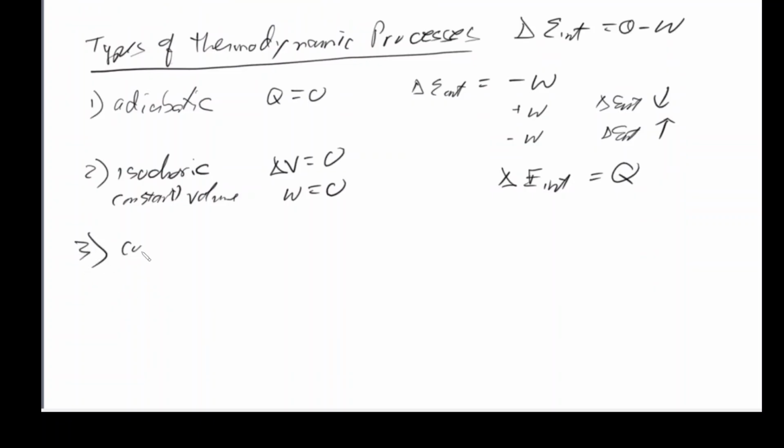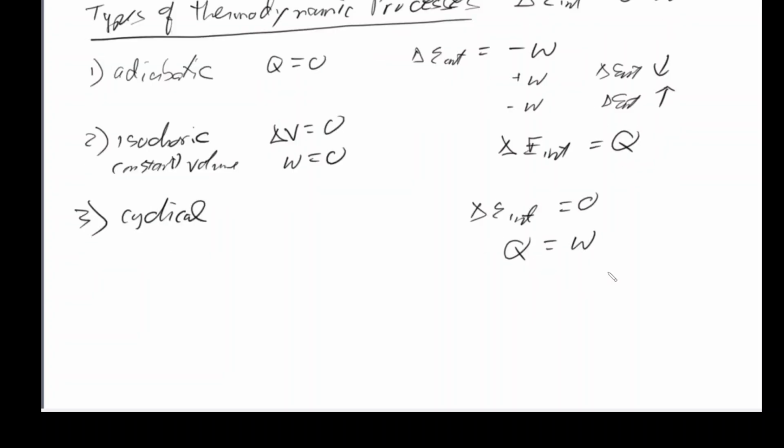A third one is cyclical, where the system returns to its initial state. In this case, since it goes back to its initial state, the change in internal energy equals 0, then Q equals W, and the net work done is equal to the transfer of heat.